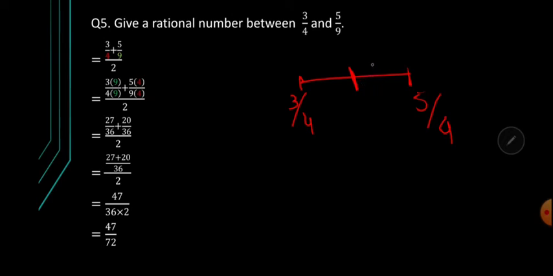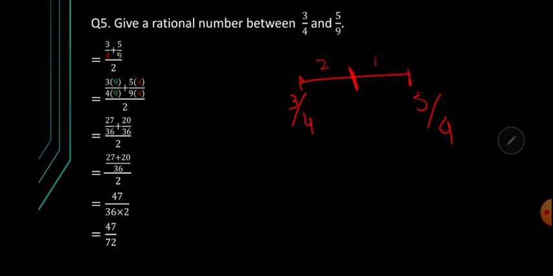We know that this midpoint divides this into two equal parts, 1 and 2. So what we do, we add 3 by 4 plus 5 by 9 and then divide it by 2. Now we do just simple simplification.